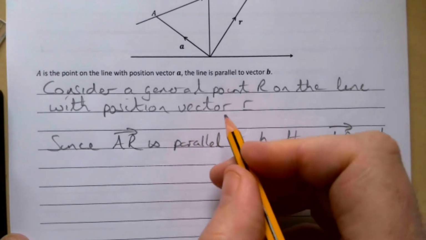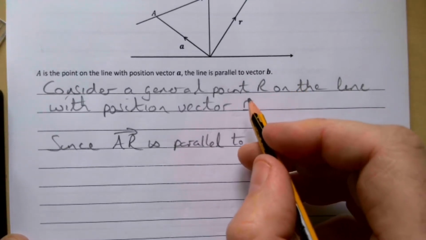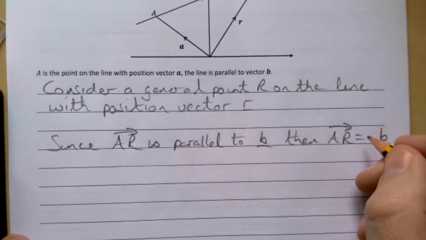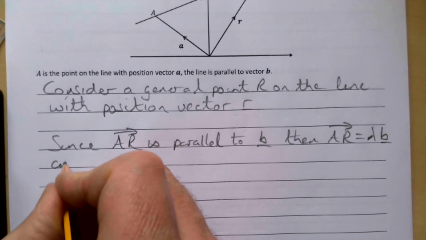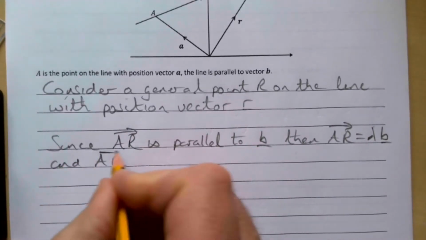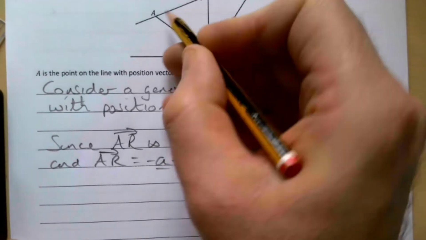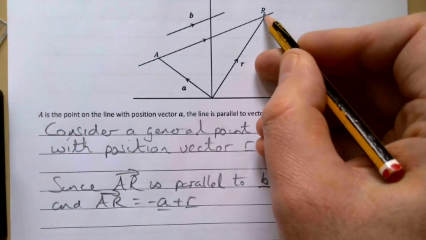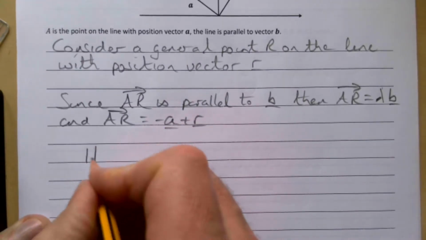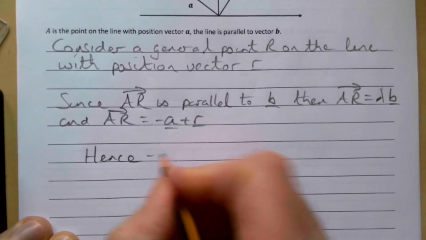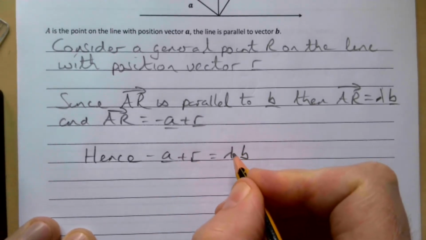If it's parallel, like two parallel ones, like i plus 2j must be parallel to 3i plus 6j, if you think about it like that. So AR is some multiple, and we call that lambda B, and AR is equal to minus A plus R. So where are we getting that from? How do you get from A to R? Remember back at the start of the chapter, minus A plus R. So hence minus A plus R equals lambda B.